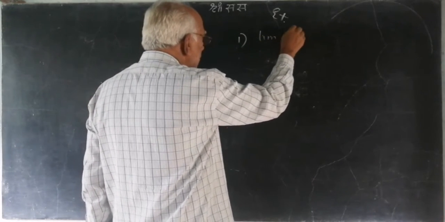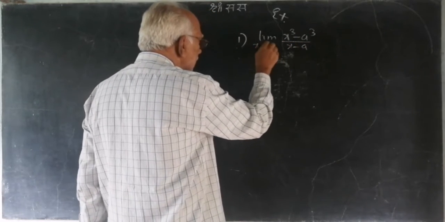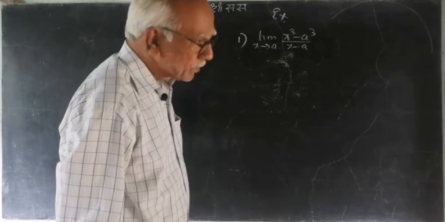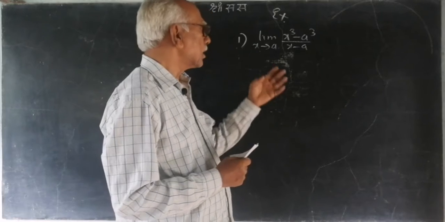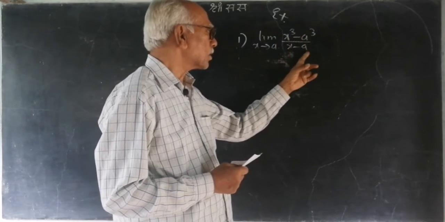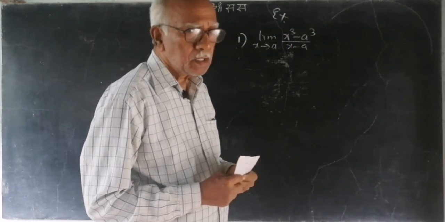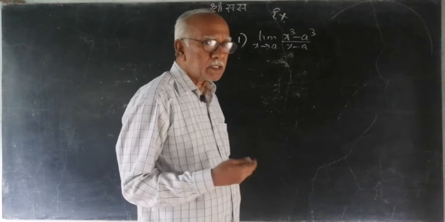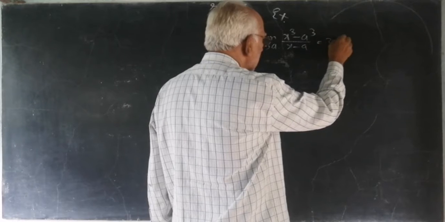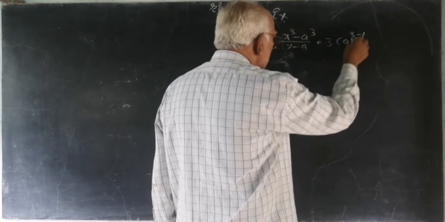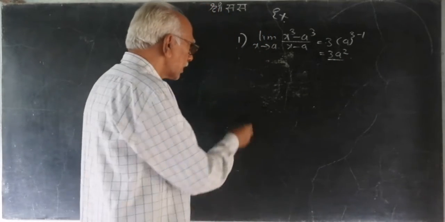Limit of x cube minus a cube upon x minus a as x tends to a. A very simple sum, you can directly answer it. Yesterday we went through one theorem, that is, limit of x raised to n minus a raised to n upon x minus a as x tends to a. It is in that particular form where n is equal to 3 here. So, what will that answer be? n a raised to n minus 1. N is 3, a is a raised to 3 minus 1, and the value will be 3a square.